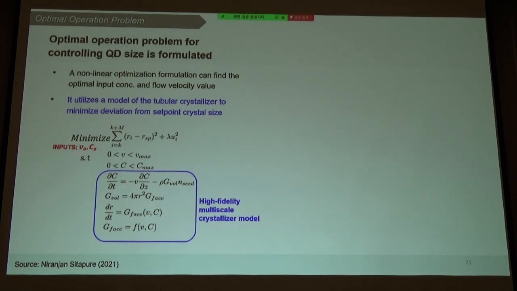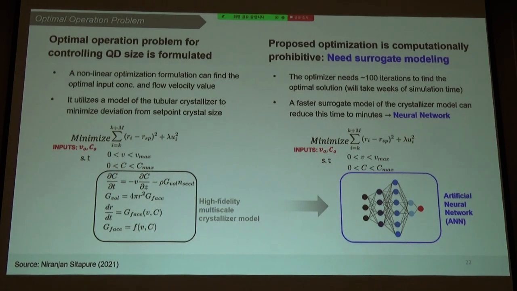And then these are the high fidelity multi-scale model that we developed. But the problem is that the model itself, because it has to integrate both the crystallization model and the kinetic Monte Carlo simulation, takes quite a bit of time to solve. And also, with this optimization problem, you will solve it at least 100 times or even more iterations to find the optimal solution.